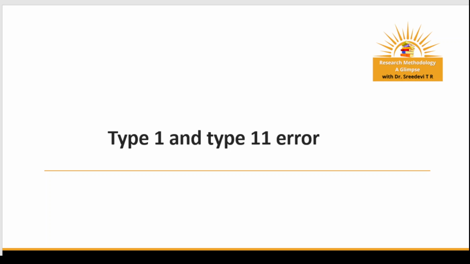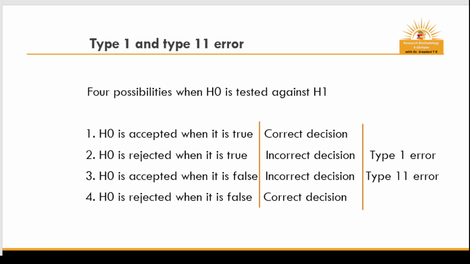When null hypothesis H0 is tested against alternative hypothesis H1, there are four possibilities. H0 is accepted when it is true, that is correct decision. H0 is rejected when it is true, that is incorrect decision, that is type 1 error. H0 is accepted when it is false, that is incorrect decision, type 2 error. And H0 is rejected when it is false, that is again correct decision.